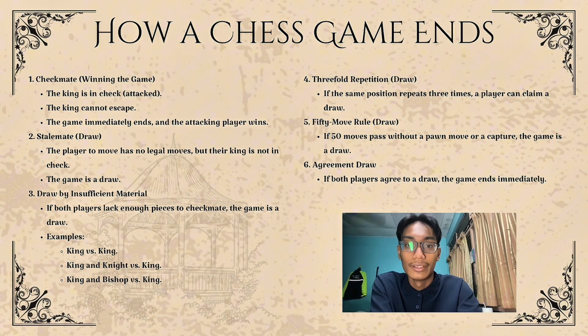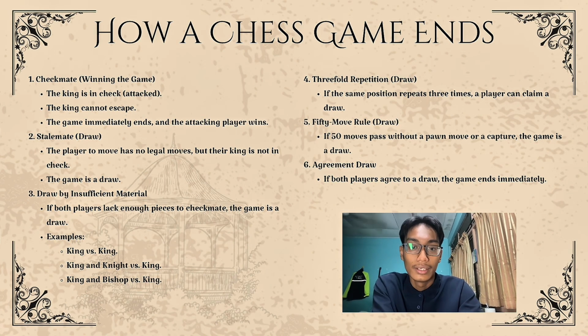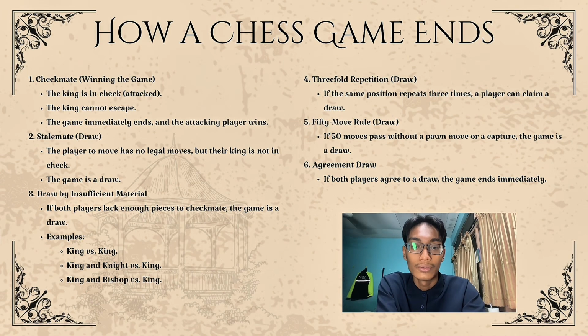First, checkmate, also known as winning the game. The king is in check, or being attacked. The king cannot escape, the game immediately ends, and the attacking player wins. Next, we have stalemate, also known as a draw. The player to move has no legal move, but their king is not in check. The game will be a draw.